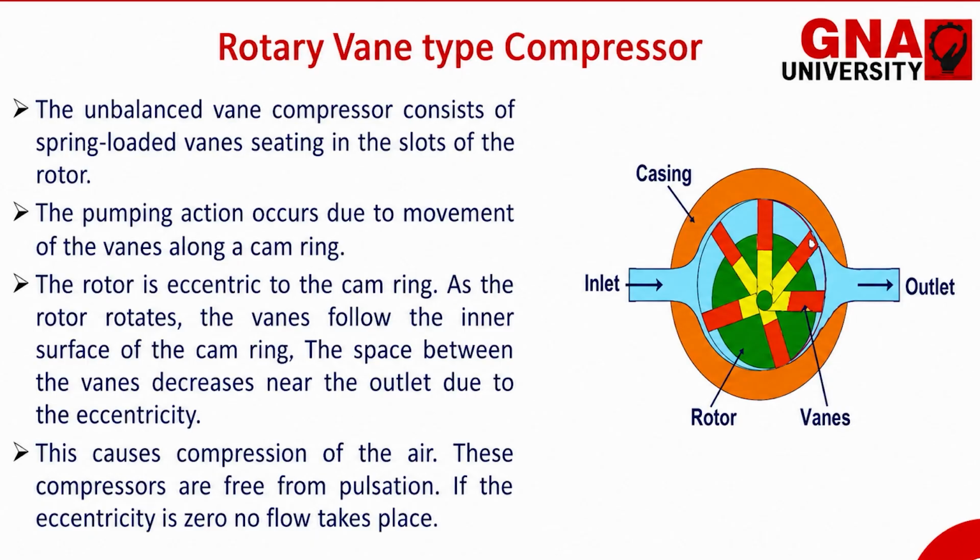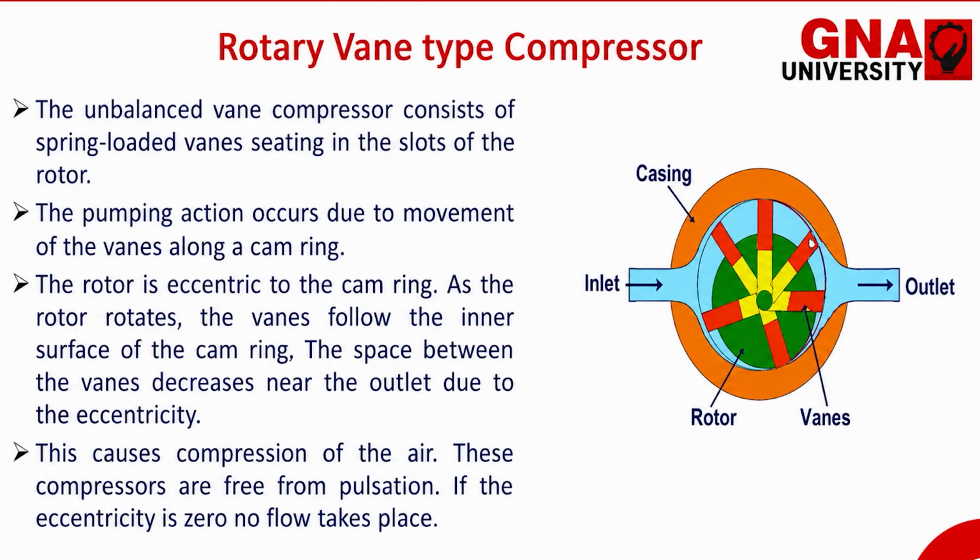So this is the construction of the rotary vane type of compressor. On one side we have the inlet and on the other side we have the outlet, as you see in the figure. Now there are the vanes. These vanes are fixed to the rotor, and this fixing of the vanes to the rotor is eccentric. They are not in the center, the center is a little bit away from the actual center. So that's why there is eccentricity, as you see in the figure.